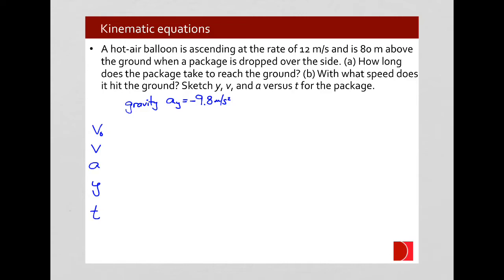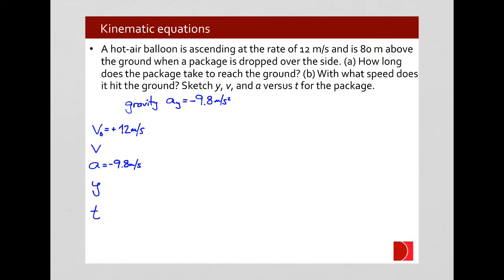So what that means is that at that point in time, when the box is dropped, it's going to be moving with the hot air balloon. And if this is the beginning of its acceleration due to gravity, then its initial velocity is going to be 12 meters per second, and it's positive because it's going upward. We know that it's falling due to gravity, so we know its acceleration will be negative 9.81 meters per second squared. And we're told that the hot air balloon is 80 meters above the ground when the box is dropped.